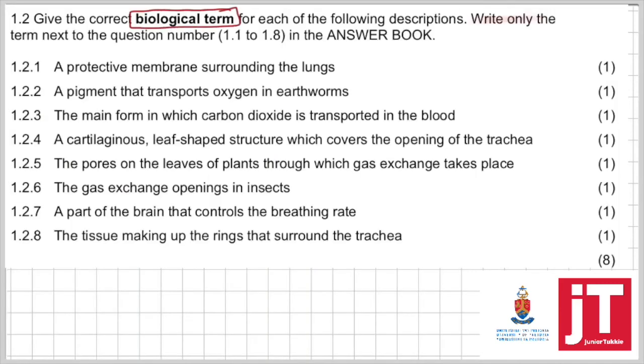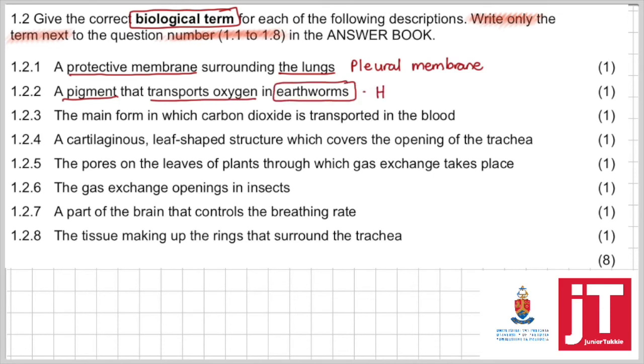Let's quickly move on now to question 1.2, where we're looking at biological terminology. And again, the question asks us to write down only the biological term next to the question number in our book. So if we look at 1.2.1, the protective membrane surrounding the lungs, here we're looking at the pleural membrane or the pleura. Okay, so this is just a little bit of study work, and hopefully we were able to identify the biological term that's being described here. Question 1.2.2, a pigment that transports oxygen in earthworms. Well, the pigment that transports oxygen is hemoglobin. So we're going to write that one in there as our answer.